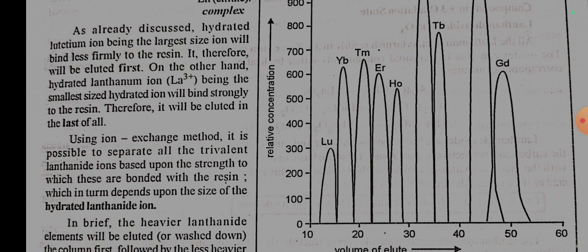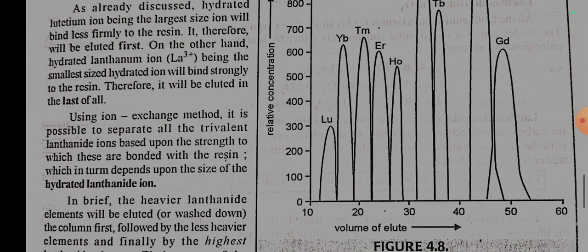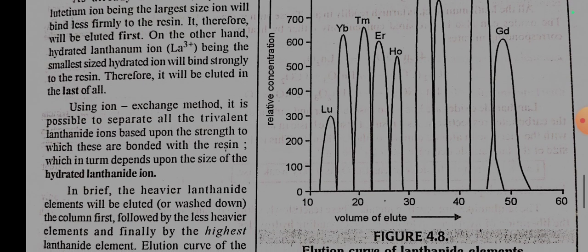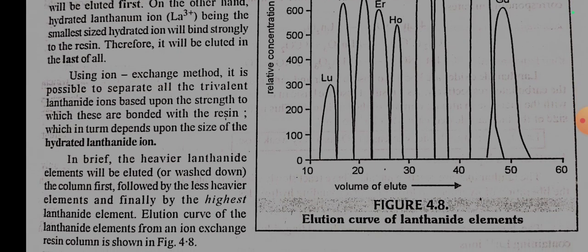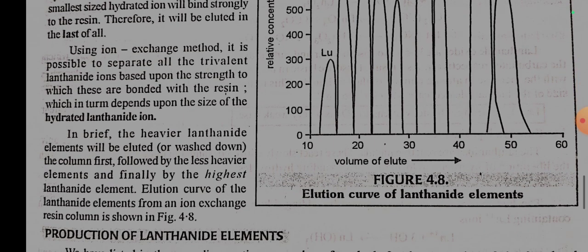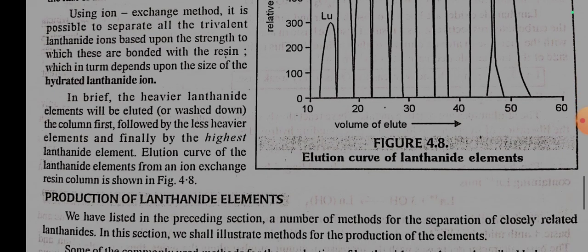As already discussed, hydrated lutetium ion, being the largest size ion, will bind less firmly to the resin. It therefore will be eluted first. On the other hand, hydrated lanthanum ion, being the smallest size hydrated ion, will bind strongly to the resin. Therefore, it will be eluted last of all.